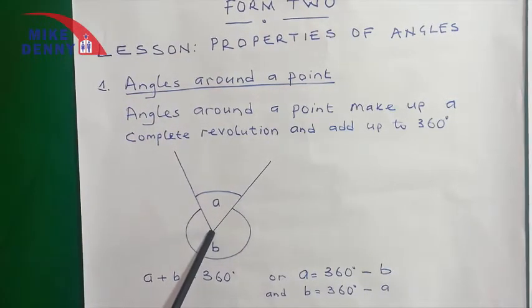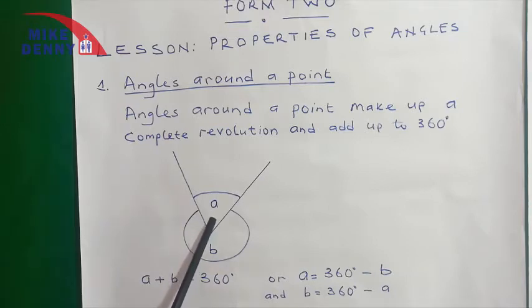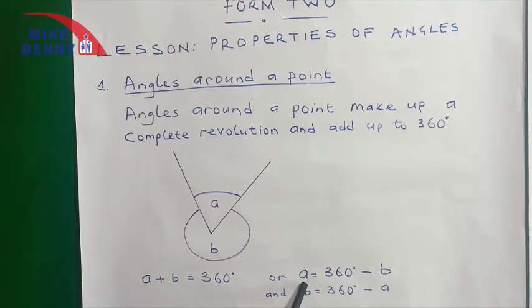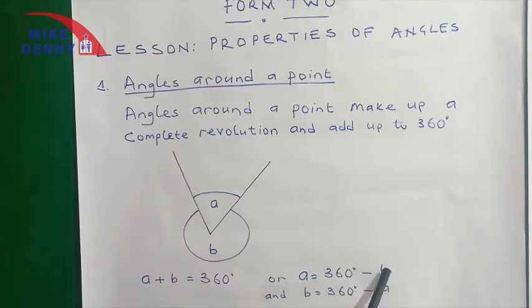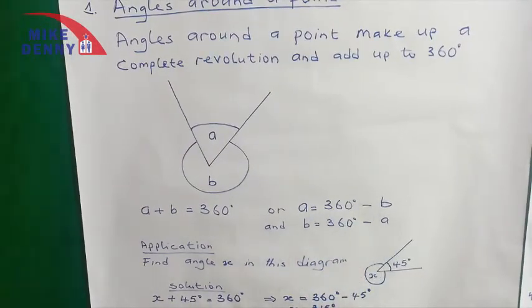So this is the point, the vertex. The angles around it all add up to 360 degrees. Therefore, if the angles are only A and B, then A added to B should be 360 degrees. In other words, if you are looking for A and you know B, you can take 360 degrees minus B and you get A. And B will be the same as 360 degrees minus angle A.